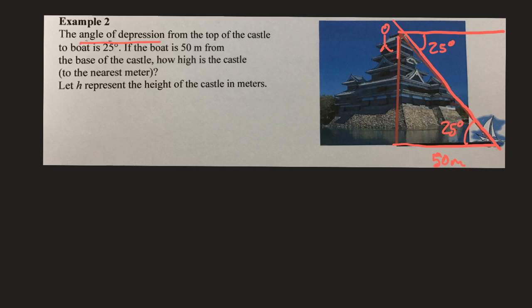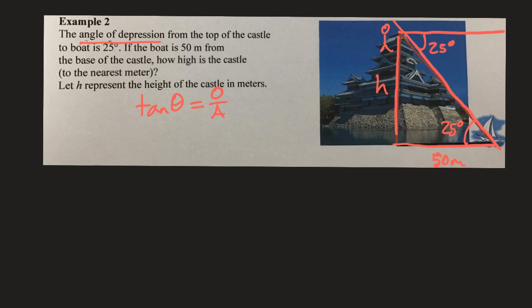And it is asking us to find the height of our boat. I'm going to label that h as it asks in the question. So let's try to solve for it. We have our angle, its adjacent side, and we're looking for the opposite. We're going to use tangent again. So we have tangent of theta is equal to our opposite over our adjacent.